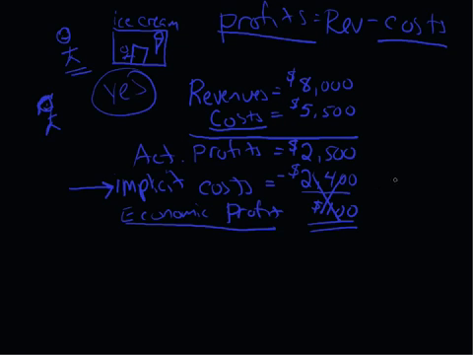But let's consider another situation. For example, what if I could work somewhere and make $2,800? Maybe I go work at McDonald's and I could actually make $2,800. Should I open up this ice cream stand? Well, let's see what happens here. Now we have something called accounting profits of $2,500, right? But now we have $2,500 minus $2,800. Uh-oh, something's happened. We now have a loss of $300.